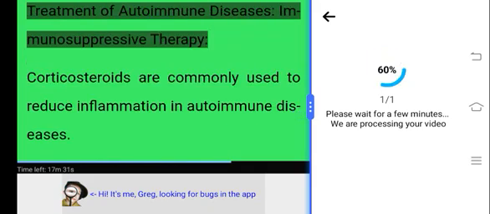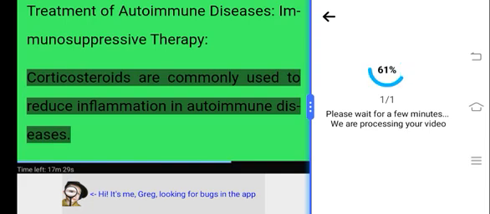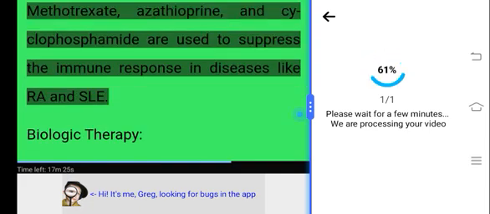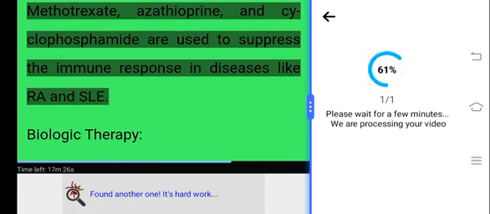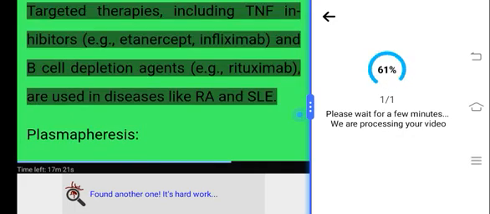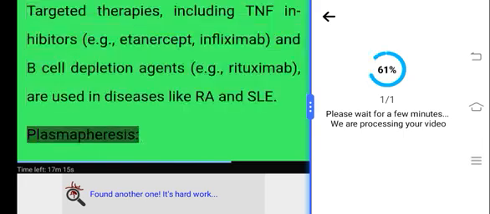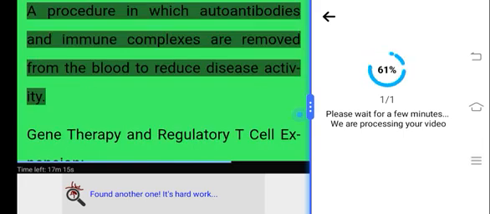Treatment of autoimmune diseases. Immunosuppressive therapy. Corticosteroids are commonly used to reduce inflammation in autoimmune diseases. Methotrexate, azathioprine, and cyclophosphamide are used to suppress the immune response in diseases like RA and SLE. Biologic therapy. Targeted therapies, including TNF inhibitors, e.g., etanercept, infliximab, and B-cell depletion agents, e.g., rituximab, are used in diseases like RA and SLE. Plasmapheresis. A procedure in which autoantibodies and immune complexes are removed from the blood to reduce disease activity.